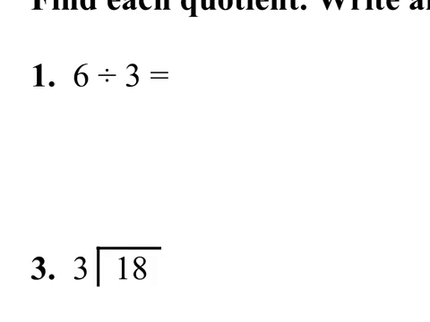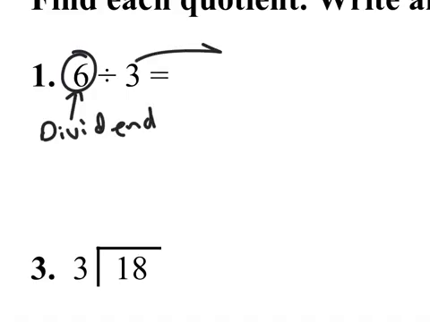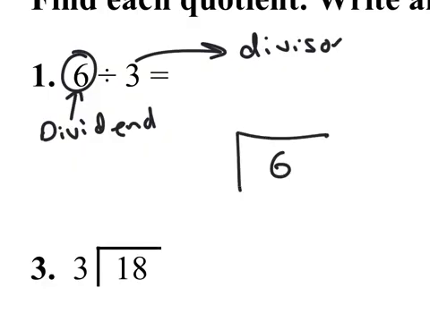Okay, for number 1, we've got 6 divided by 3. Now, if you want to set it up with a little house, you can do that as well. The first number in a division problem is going to be your dividend. The number that you are dividing by is called your divisor. The answer to a division problem is going to be the quotient.